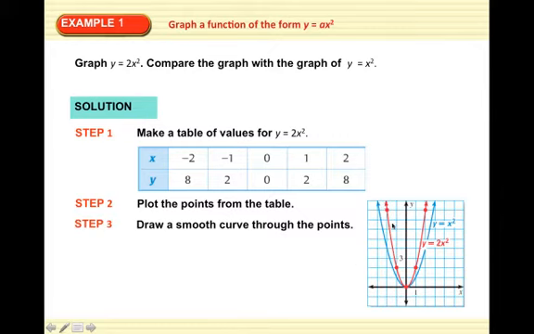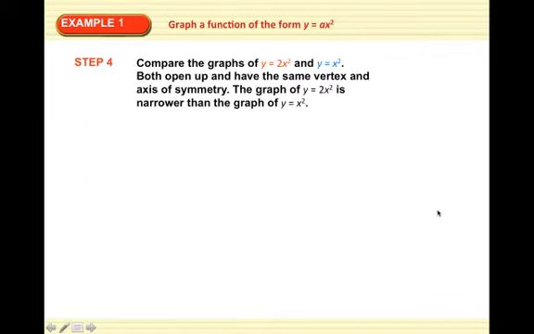So what's the difference? Well, multiplying by 2 makes the parabola y equals 2x squared much more narrow than y equals x squared. Honestly, I like saying more narrow, but the proper grammar is narrower, but that just sounds awkward. But anyway, that is the correct way to say it. So the graph of y equals 2x squared is narrower than the graph of y equals x squared.